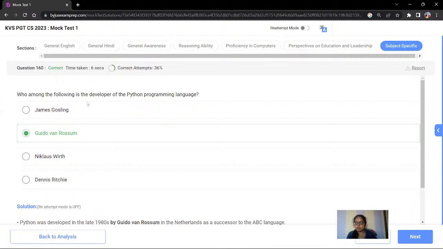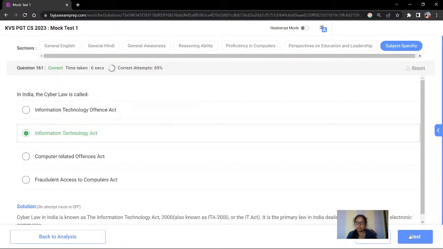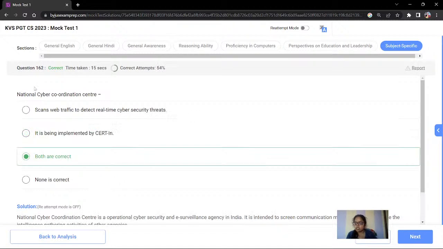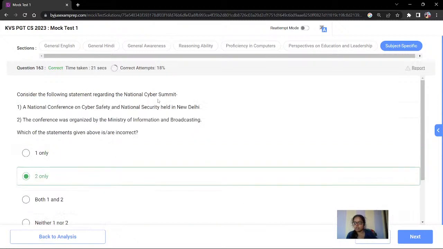Next, Guido van Rossum is the developer of the Python programming language. The Cyber Security Act, that is the Information Technology Act, is about cyber security. Next, the National Cyber Coordination Centre scans web traffic to detect real-time cyber security threats. It is being implemented by CERT-In. Next, which of the following is correct regarding the National Cyber Summit? The option 2 is the only correct option, that is, the conference was organized by the Ministry of Information and Broadcasting.